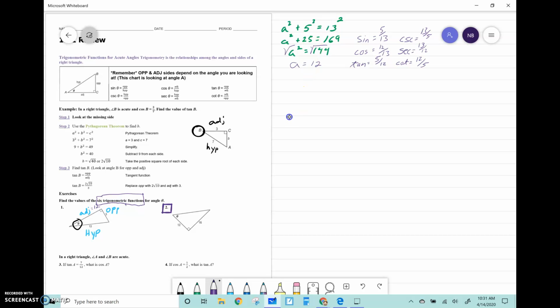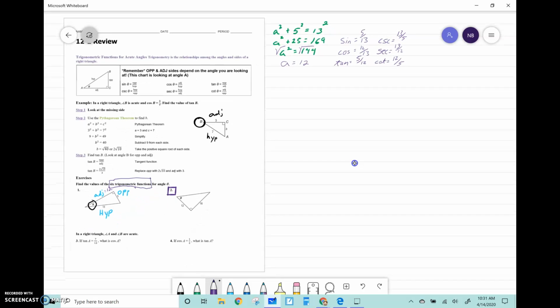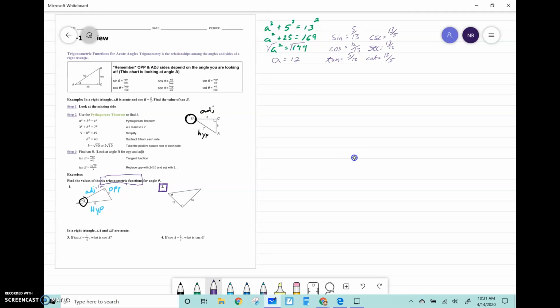Let's go ahead and look at example number 3 here. What's going to end up happening is you guys are going to end up doing the even 2 and 4. Okay, so in a right triangle, let's start with number 3 here. Let's switch it up. Here's number 3. I'm going to separate that right there. Number 3 says, in a right triangle, angle A and angle B are acute if the tangent of angle A equals 7 over 12. What is cosine of angle A?